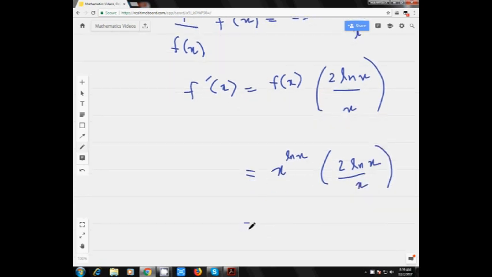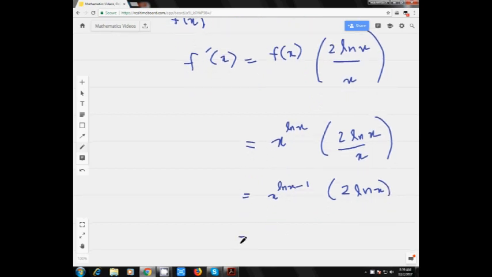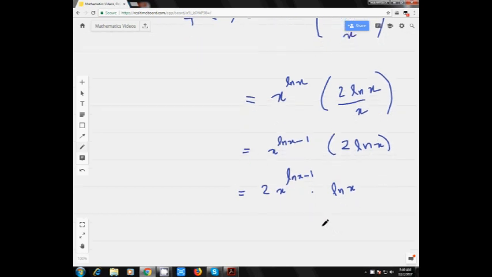Further, you can simplify it because here the base is x and here it is also x, so you can combine it by using the rules of powers of the fractions. So you get x raised to the power ln x minus 1, and whole is multiplied by 2 ln x, and it serves as the answer of your question. It can also be written as 2 x raised to the power ln x minus 1 multiplied by ln x. This is the final answer of your question.